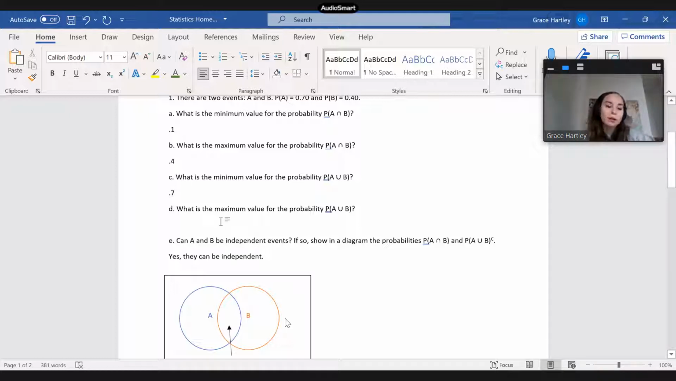And then the maximum value would be that they're separate again, but it can't be 1.1 because that's impossible within the box, right? So would it just be one? Yeah, exactly. Really glad we talked about this.